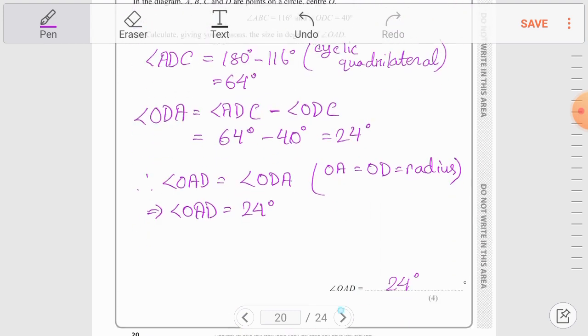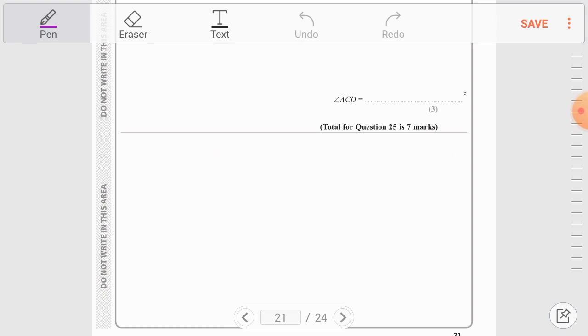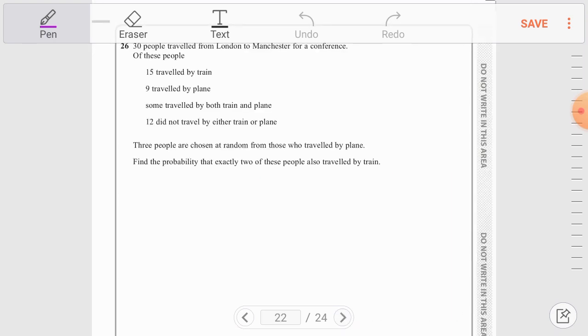Moving to question number 26. 30 people travelled from London to Manchester for a conference. Of these people, 15 travelled by train, 9 travelled by plane, some travelled by both plane and train, 12 did not travel by either train or plane. So at first we need to draw a Venn diagram in order to find the number of people who travelled by both train and plane.